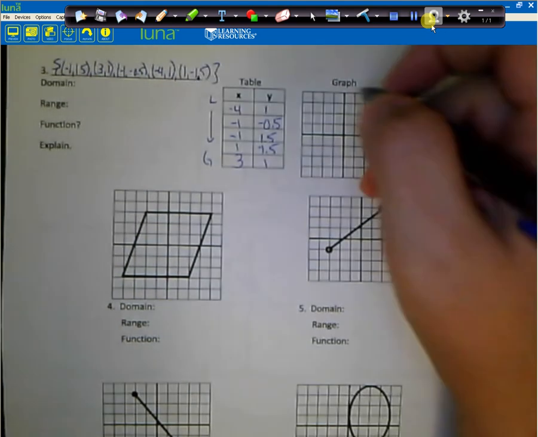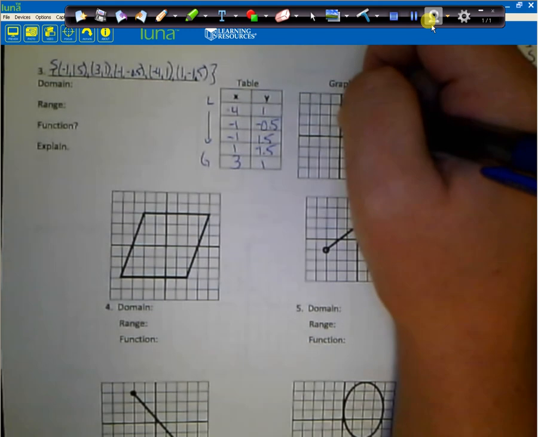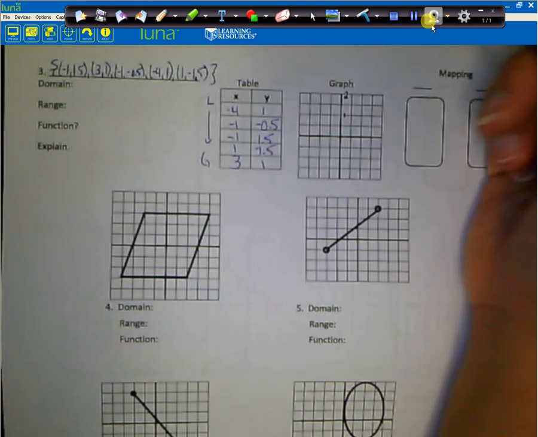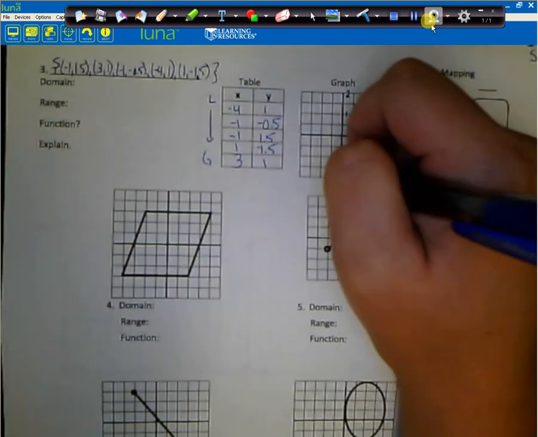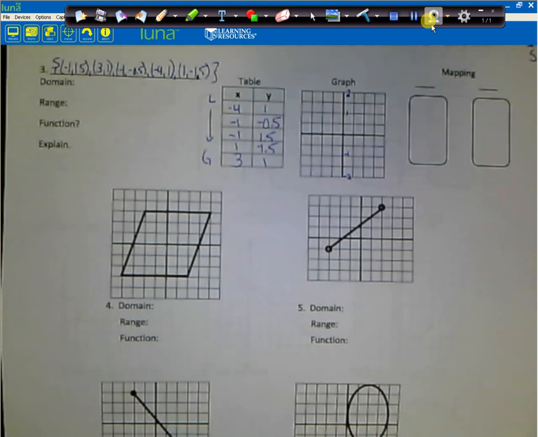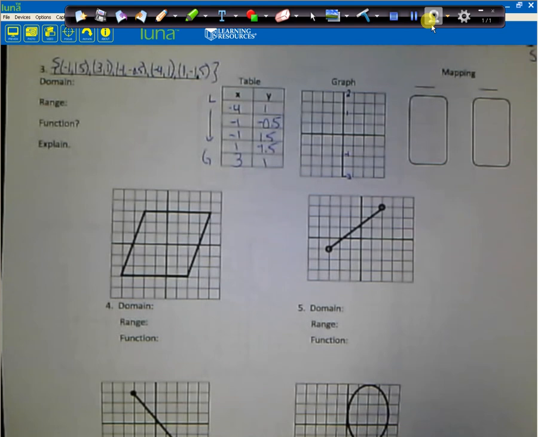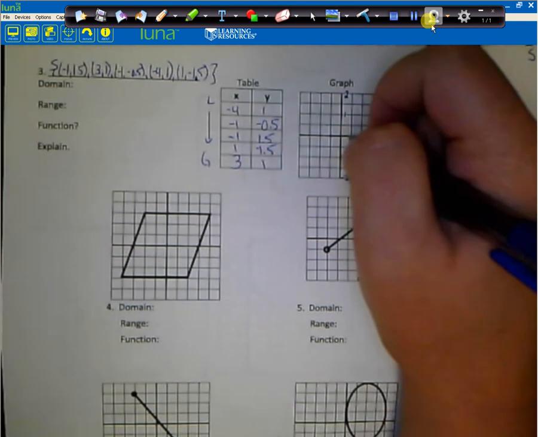Now we're going to graph them, and here I'm actually going to go up by halves. So I'm going to make this my 1 and this my 2. This my -1 and this my -2. That way it's a little bit easier for me to graph by halves. So I'm going to go up by 0.5, 1, 1.5, and 2. My x-axis is just going to remain the same with 1, 2, 3.